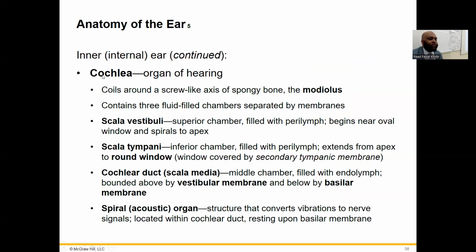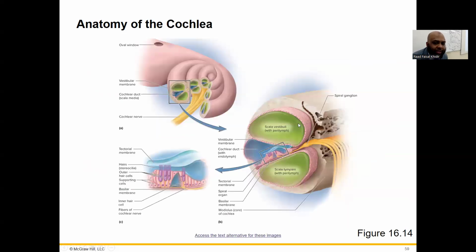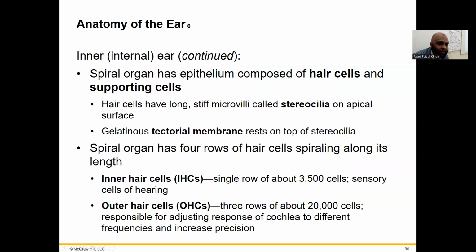The inner ear is made up of the cochlea, and that is the essential organ of hearing. And you see that these circular canals are made up of the scala vestibuli filled with a fluid known as the perilymph, and there is the endolymph that is found within the cochlear duct. The inner or the internal ear is a spiral organ that has an epithelium composed of hair cells and supporting cells. There are two types of hair cells. There are inner hair cells and outer hair cells.